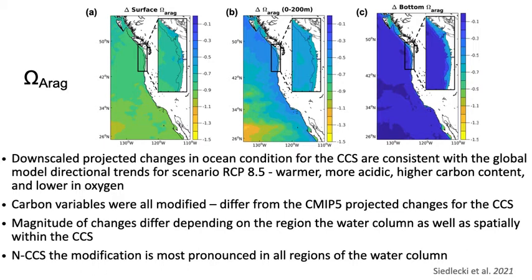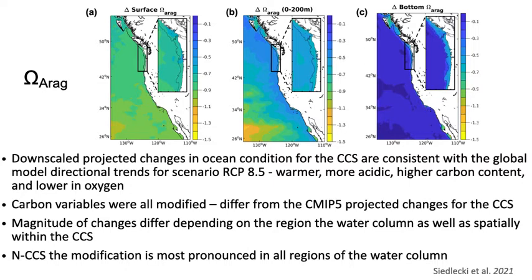What we found was that the downscaled projected changes were consistent with the global models in the direction of all of the trends for RCP 8.5. The conditions were warmer, more acidic, higher in carbon content, and lower in oxygen, consistent with the large scale projections from CMIP5. The carbon variables, however, were the only variables that were modified. What I mean by that is that they were different from the projected changes for the California current system from CMIP5. They fell outside the range provided by the ensemble.